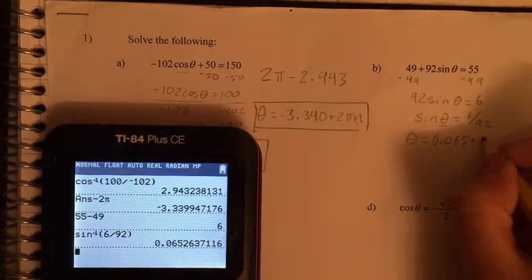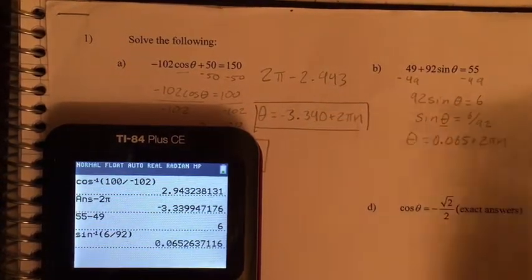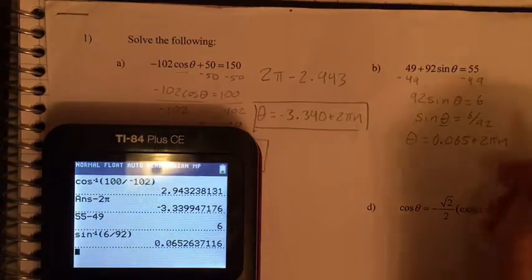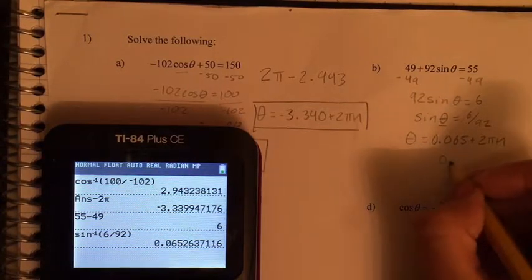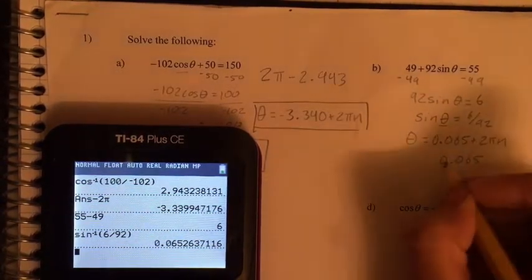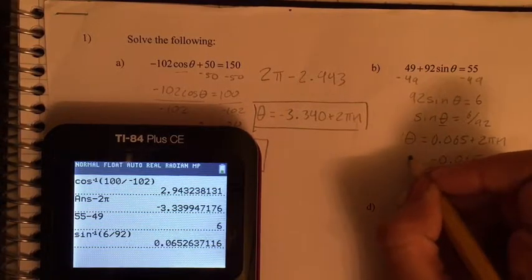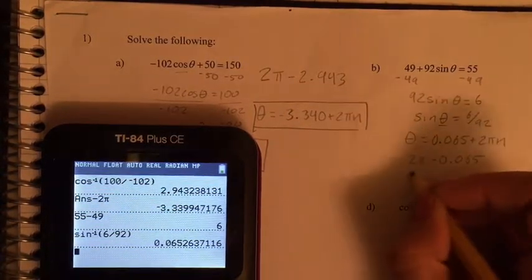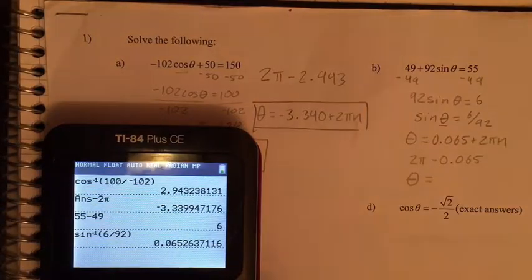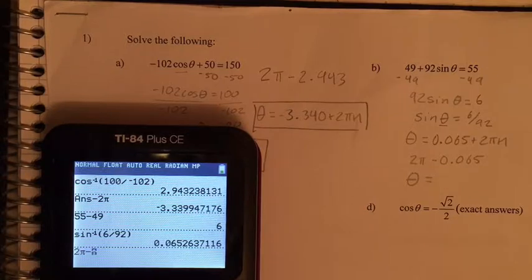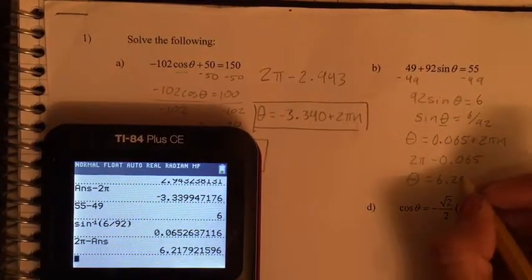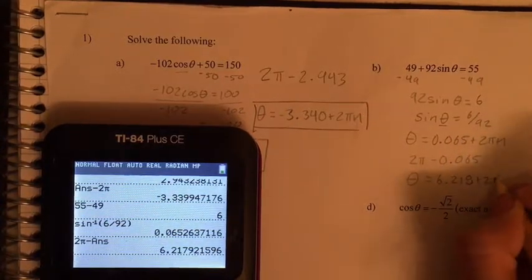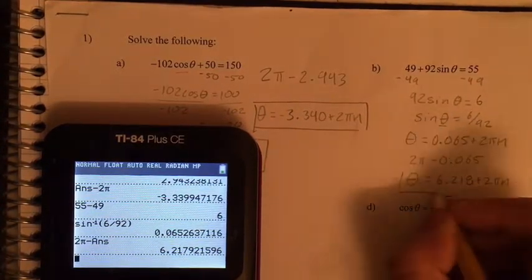Make sure you remember your plus 2 pi n. And then you take the answer you just found and you want to subtract that from 2 pi to get your second answer. And you're going to want to make sure that you add plus 2 pi n on the other side of it.